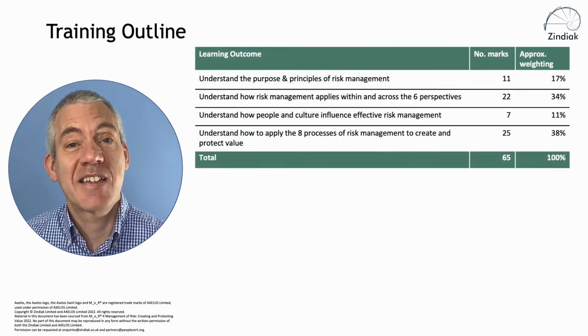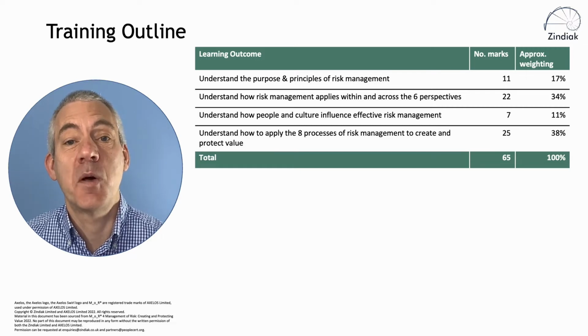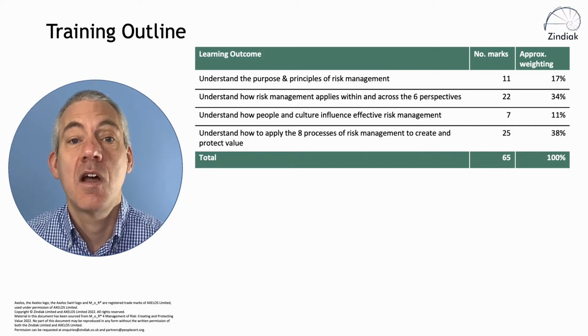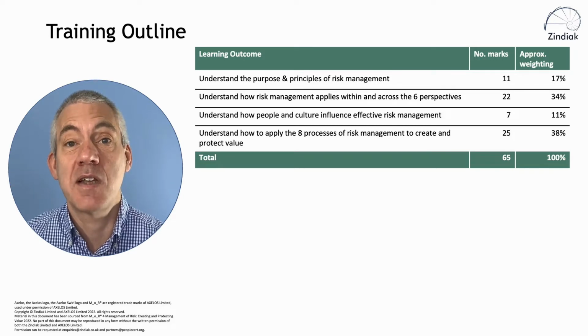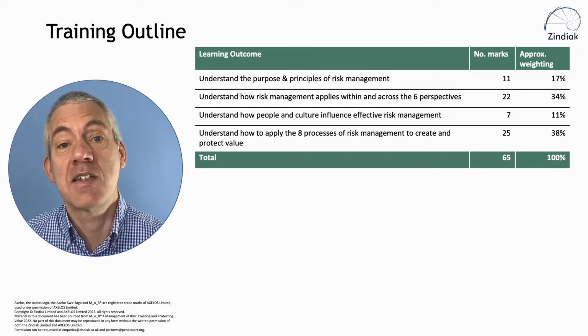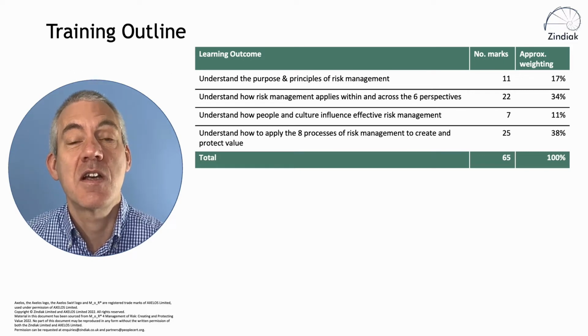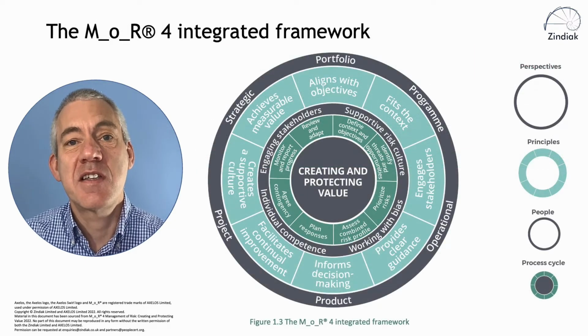The syllabus, the exam, and indeed our course is broken down into 4 areas. Understanding the purpose and principles of risk management, 11 marks. Understanding how risk management applies within and across the 6 perspectives, 22 marks. Understanding how people and culture influence effective risk management, 7 marks. And the biggest part of the exam, understanding how to apply the 8 processes of risk management to create and protect value, 25 marks.